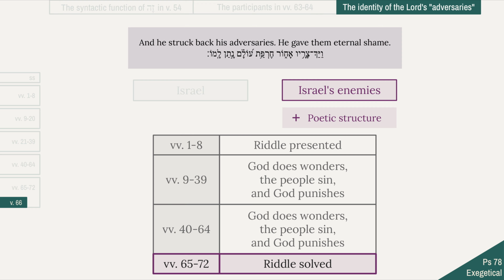And this structure is important for this issue because it means that verse 66, which describes the Lord striking his adversaries, actually belongs to the final section of the psalm. It isn't a continuation of the judgment in the previous section. Instead, it's part of the solution section.